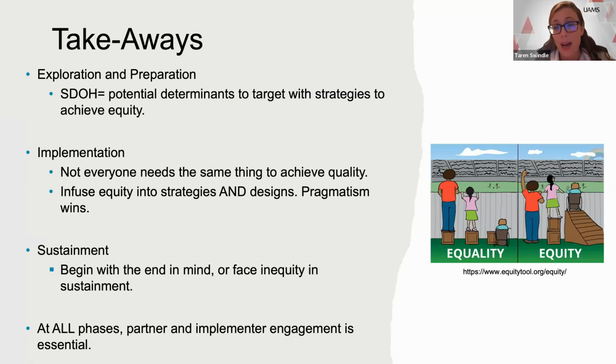Finally, I hope that it's come across in my talk today that it's a passion of mine to include partners and end users in engagement and engage them at all phases. I believe this is absolutely essential to doing equitable implementation.